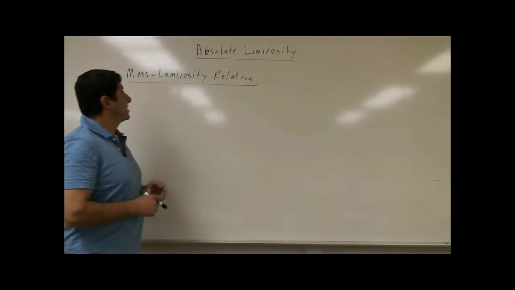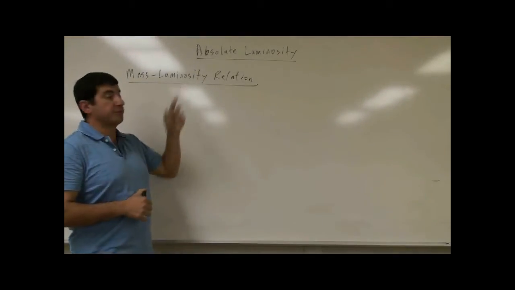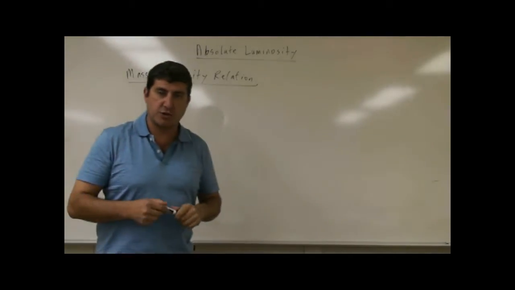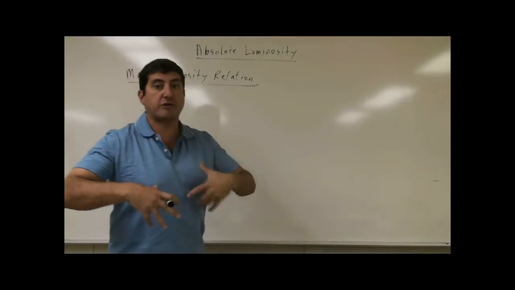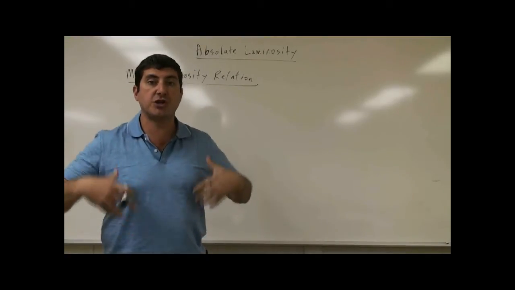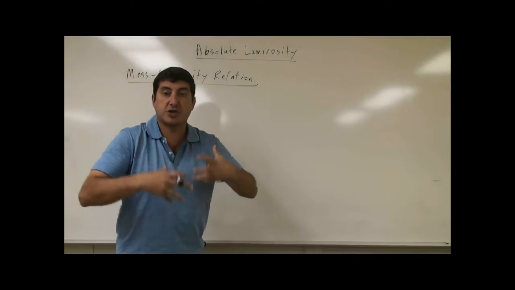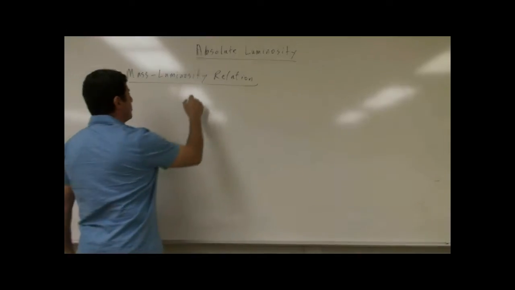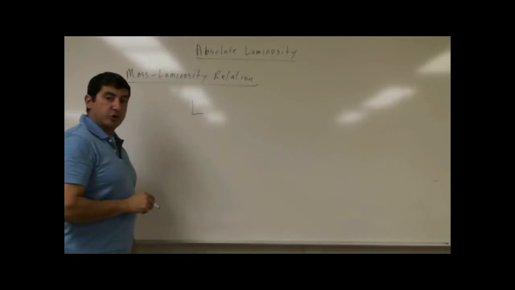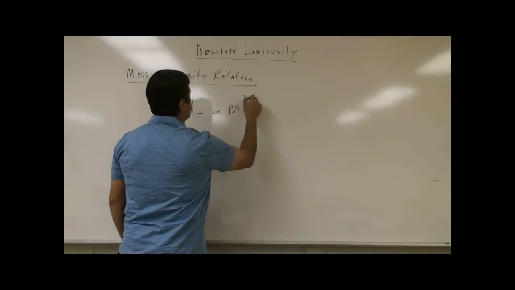Welcome back. We are now going to talk about the absolute luminosity of stars, and I'm going to focus on the mass-luminosity relation. Absolute luminosity of a star is basically a measure of how bright it is, how much energy it puts out in all the different electromagnetic spectrums. So pretty much its power output.